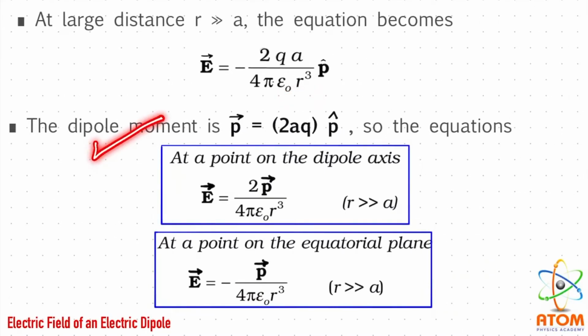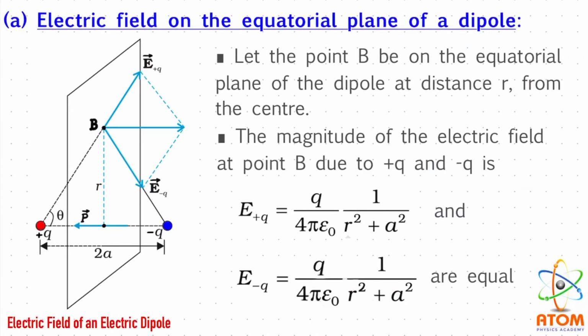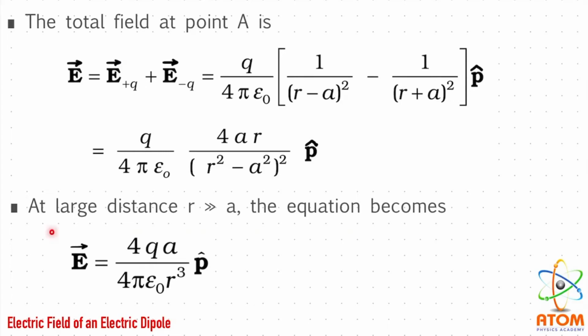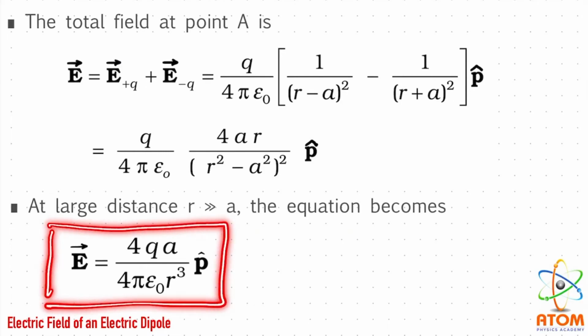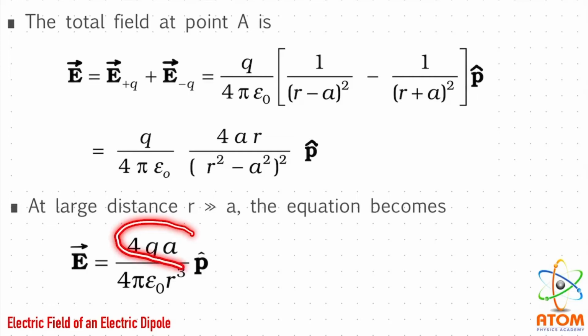Now the electric dipole moment vector P is 2aq p-cap, and we have this term in both of the equations of electric field on the axis and electric field on the equatorial plane. So we can replace this term by putting vector P there. Let me show you the electric field equation on the axis. Here we have E is equal to 4qa p-cap, which can be replaced by putting 2 vector P.